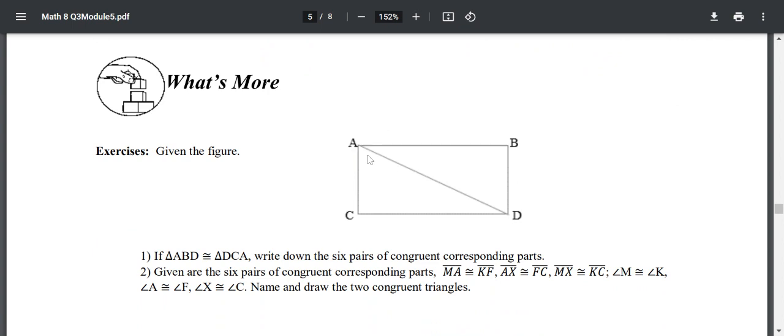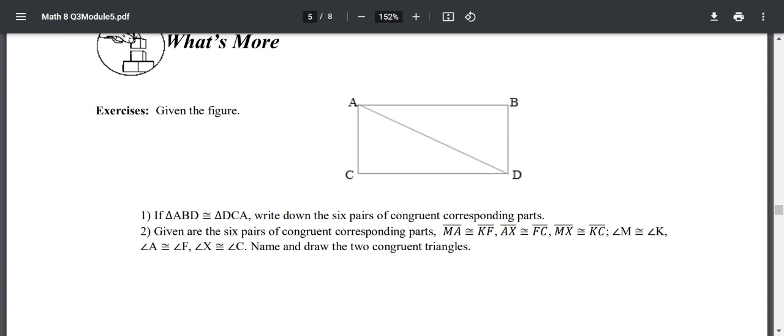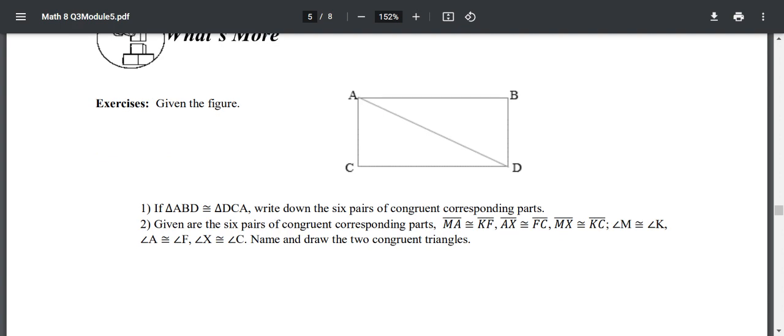In this triangle, AC is obviously congruent to side BD. Then side AB is obviously congruent to side CD. Then side AD is congruent to side AD, the same. Then the angles. Angle A is congruent to angle D. Angle C is congruent to angle B. And then that's it.